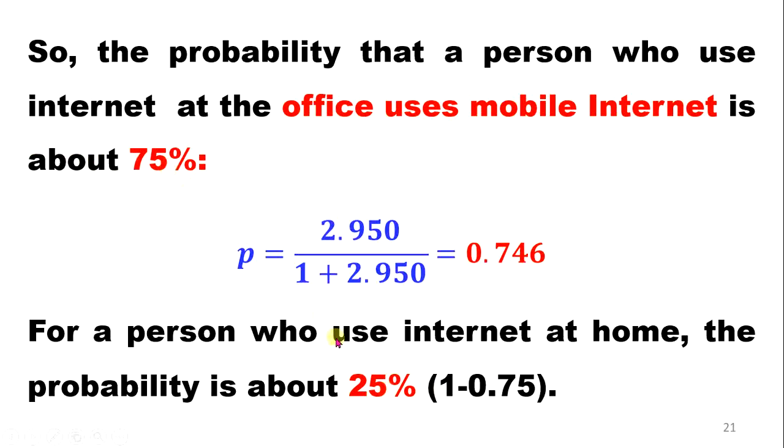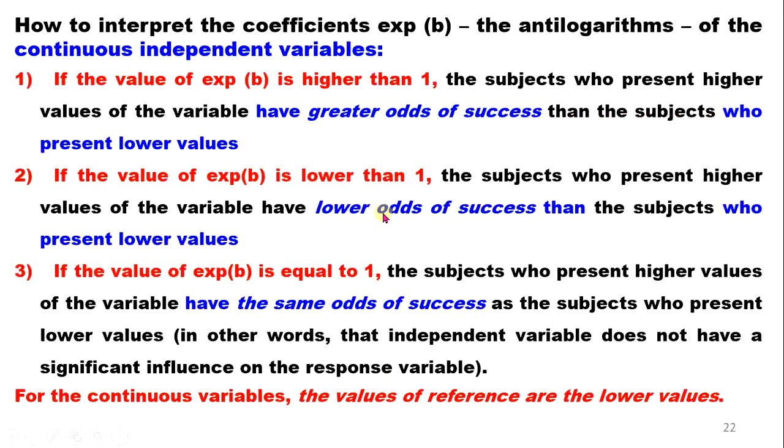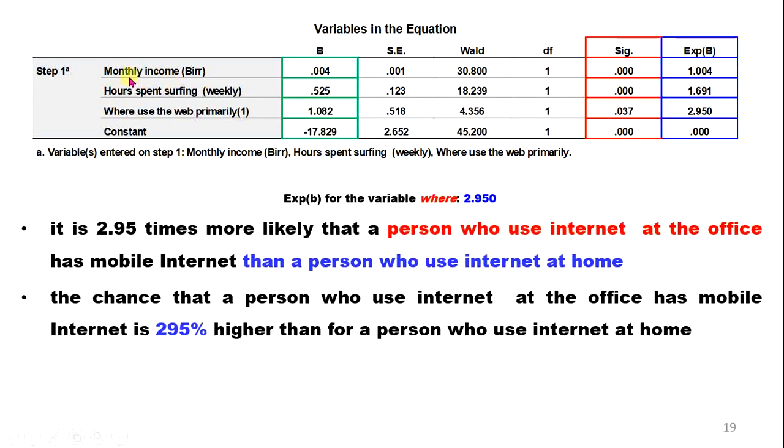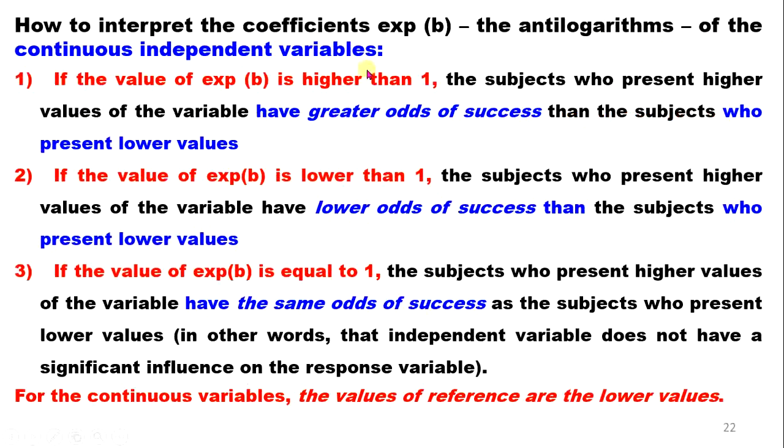ስለዚህ 1 minus 75% የማን ይሆናል ማለት ነው? a person who use internet at home the probability is about what? only 25% ብላችሁ ኤክስፕሌን ታደርጋላችሁ ማለት ነው። next how to interpret the coefficient that is anti-logarithm of the continuous independent variables የቱን እንደማለት ነው? እነዚህን ይሄንን አሁን መንዝሊ ኢንከም ሃውርስ ስፔንት ሁለቱ ኮንቲኒየስ ቫሪያብል ናቸውና እንዴት ነው ኢንተርፕሬት የምናደርገው?